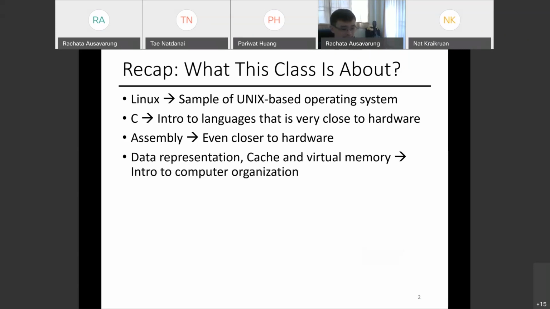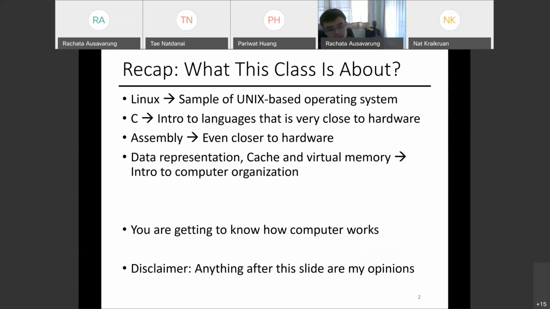Then we talk about data representation. Data representation basically tells you how you actually map the data that you see onto the hardware. How does it represent the numbers? How does it represent a floating point number? How does it represent characters or letters? Then we talk about cache and virtual memory. Everything here combined tells you the basics of computer organization. So at the end of the day, you're getting to know how a computer works, right?